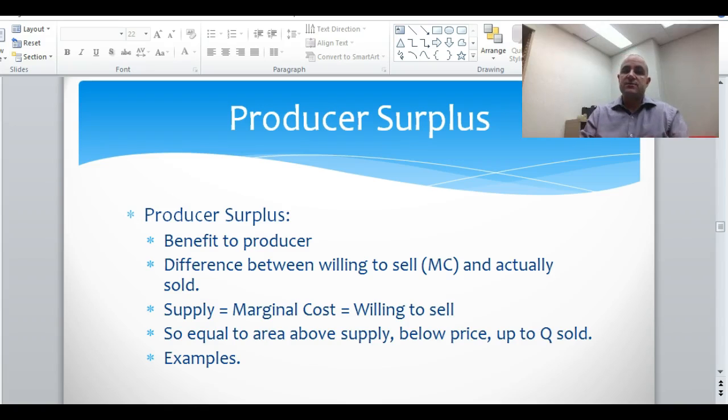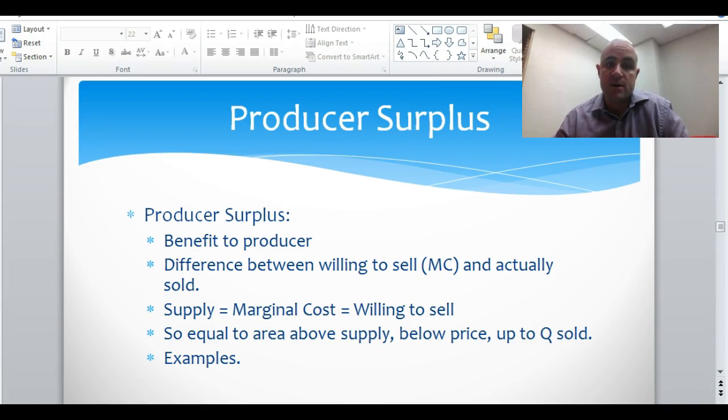Now, if you remember when we talked back about willing to sell, supply, and all that, we said that supply was derived from the marginal cost, which is the willingness to sell. Basically, the marginal cost is the cost of each unit. Not on average, but the cost of the first unit, the cost of the second, the third, and so forth. So how do we calculate the producer surplus? It's the difference between what they were willing to sell for, the supply, and what they did sell for, the price, up to that quantity sold.